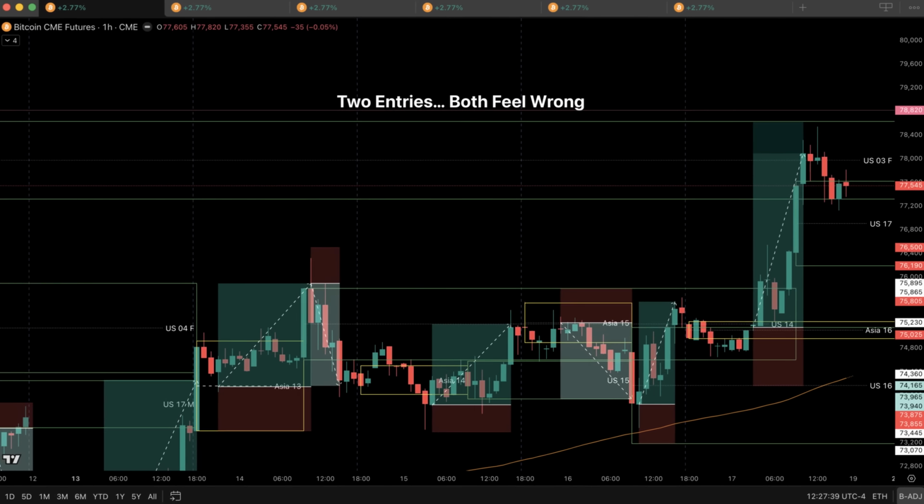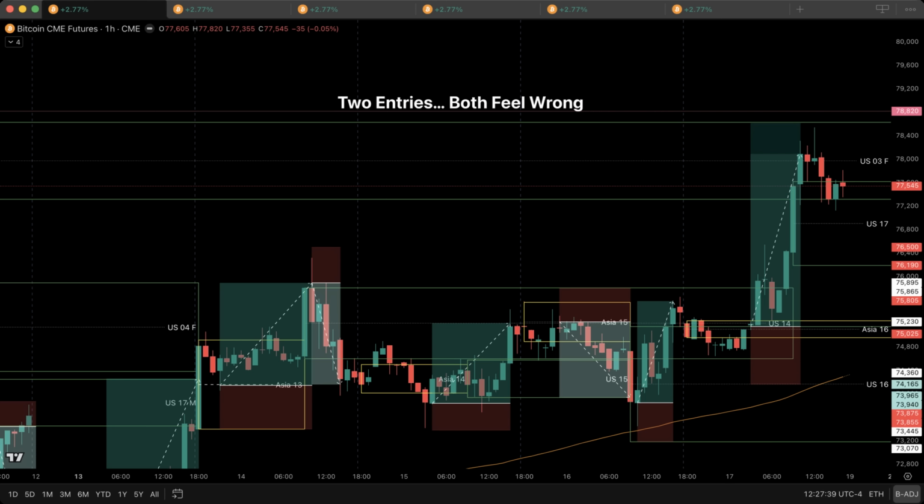Price compresses again, but inside wider movement. The April 16th Asia session forms at the April 15th Asia midpoint. Price drops first. It reaches the April 15th Asia lower boundary, then continues lower. It tests the April 14th US lower boundary. You see it. You take it.